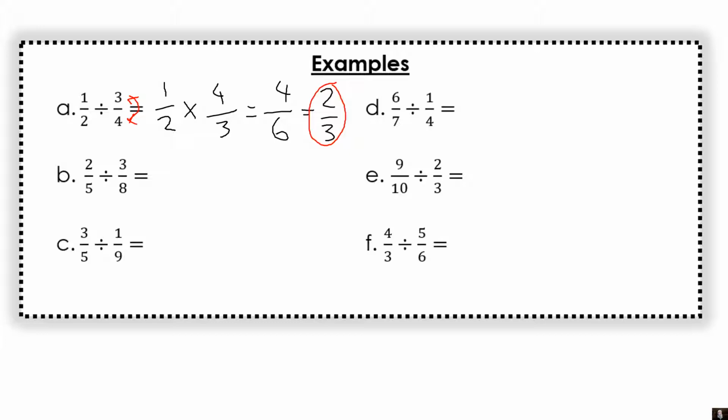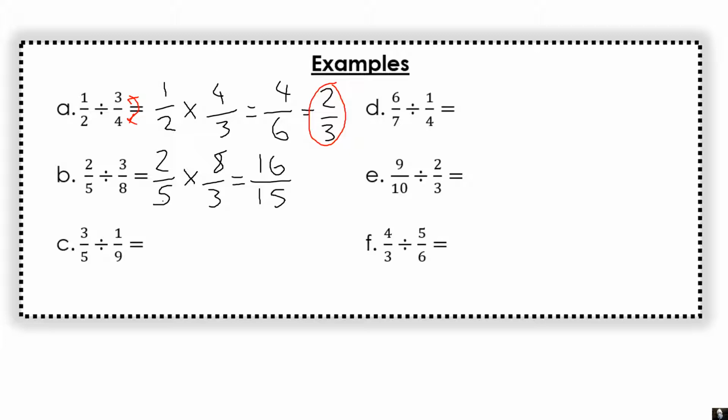So I've got 2/5 divided by 3/8. So we write the first fraction down like normal. We times by the second fraction, but we flip it around. So the 8 goes on top and the 3 goes on the bottom. So now we just need to multiply. 2 times 8, so we're doing the top part first. 2 times 8 is 16, and 5 times 3 is 15.